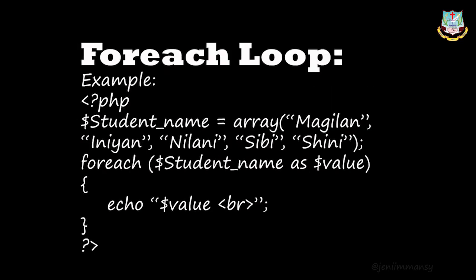First you have opened the PHP tag and then student name is equal to array of, they have given Maglini and Nalini, Nilani, Sibi, Shini, like this they have given some names. These are arrays. Inside this array they have given names, and for each we are writing the foreach loop here. Inside that we are giving student name as value. Then inside that we write whatever is to be executed or displayed, inside this bracket. And then the PHP code has been entered.